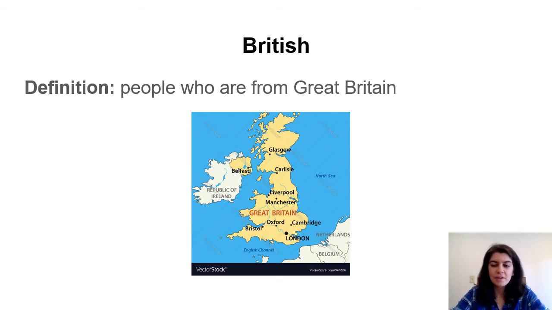All right, today we're going to look at the vocabulary that we'll see on each page before we start reading the page. So we've got some words that we're going to see on the first page of our story. The first word is British. British is a word for the people who are from Great Britain.